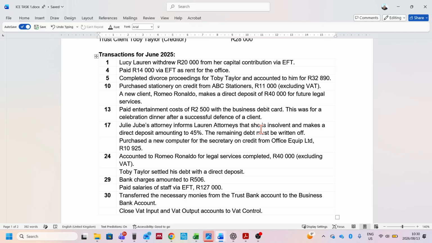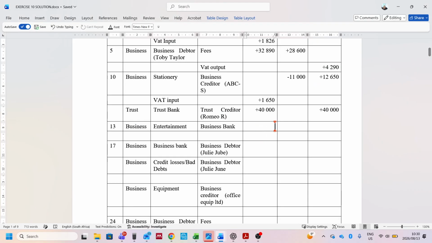Okay, so accounts affected. It's going to be the entertainment account. The second account is going to be the business bank that you paid using. So since this is an expense account, we're going to debit the expense account, credit your business bank, which is already done this side. The amount that is leaving your business bank, which is an asset, is 2,500. This also reduced the owner's claim by 2,500, which is part of your owner's equity. Sorted. No VAT. Moving forward.